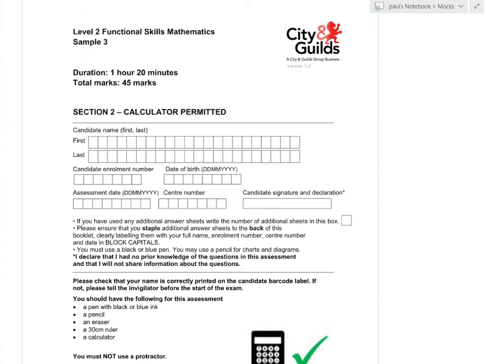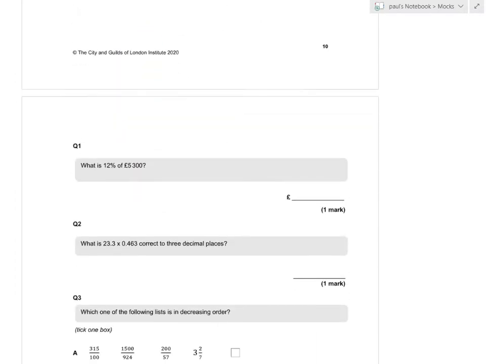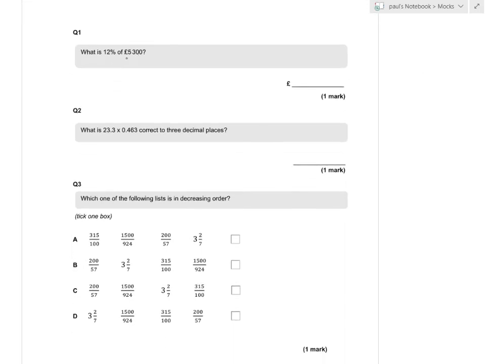Right, what can we do with this one? Let's have a look. What is 12% of 5300? So I'm just going to do 5300 times 12 over 100. So 5300 times 12 divided by 100 is 636.